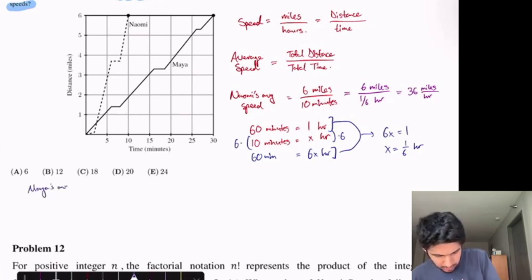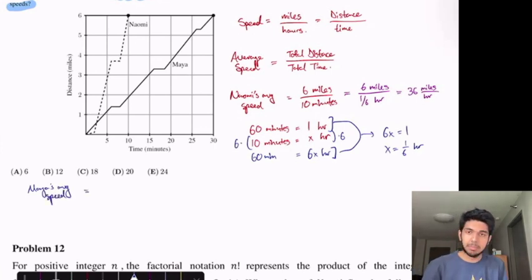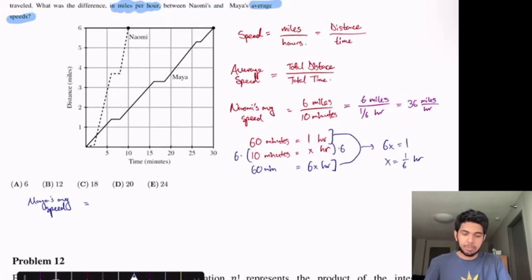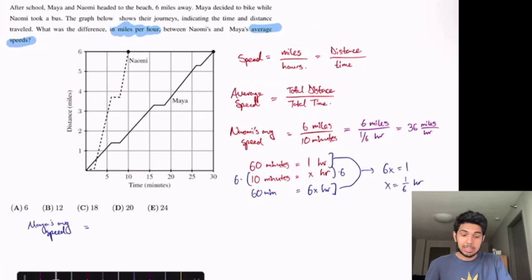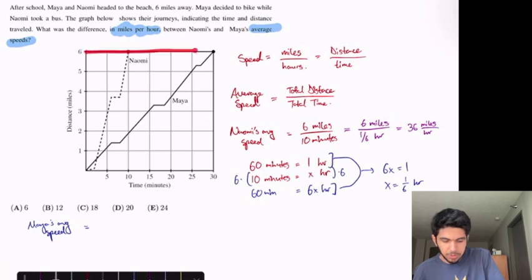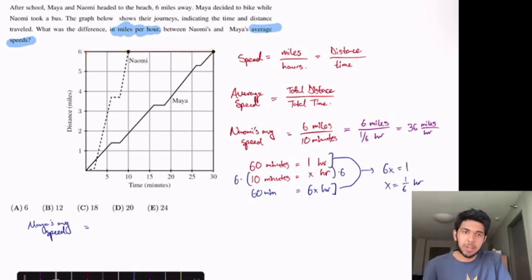Maya's average speed. So we need the total distance that Maya traveled as well as the total amount of time it took her. So going back to the graph, again we'll look at the final point of her journey, which is this top right corner. And indeed, if we trace over, we're at the 6 mile marker, which is good because the beach is 6 miles away. And if we trace downwards, we see that it took her 30 minutes.